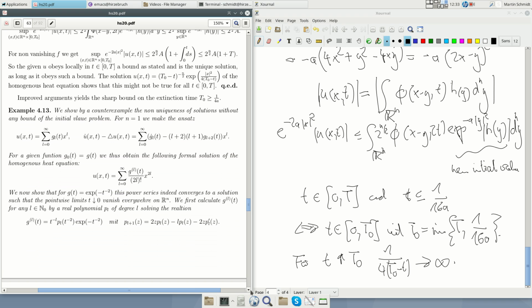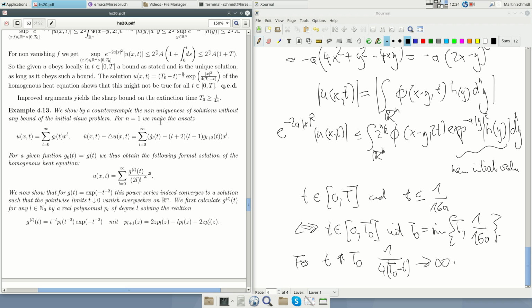Okay, now we want to give the promised counterexample of the uniqueness of solutions. So we make an ansatz. We now construct a solution of the homogeneous heat equation. If we make this ansatz here, then we can calculate this derivative. We do it in one dimension, so for the second derivative with respect to x, we get these two factors, and the powers reduced by 2, so we get this.